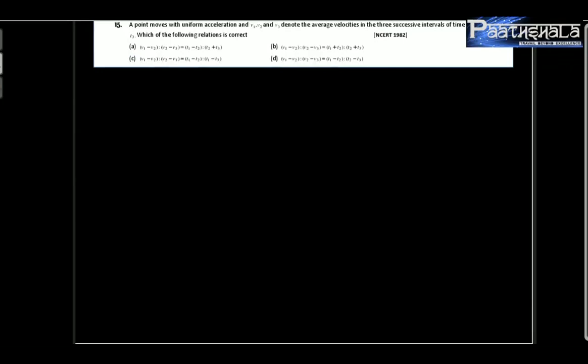A point moves with a uniform acceleration, and v1, v2, v3 denote the average velocities in the three successive time intervals t1, t2 and t3. Which of the following statements is correct? So the acceleration is going to be uniform. Acceleration is basically change in velocity upon change in time. In this time interval the particle moves with velocity v1, time interval t1; here it moves with v2, time interval t2; here it moves with v3, time interval t3.